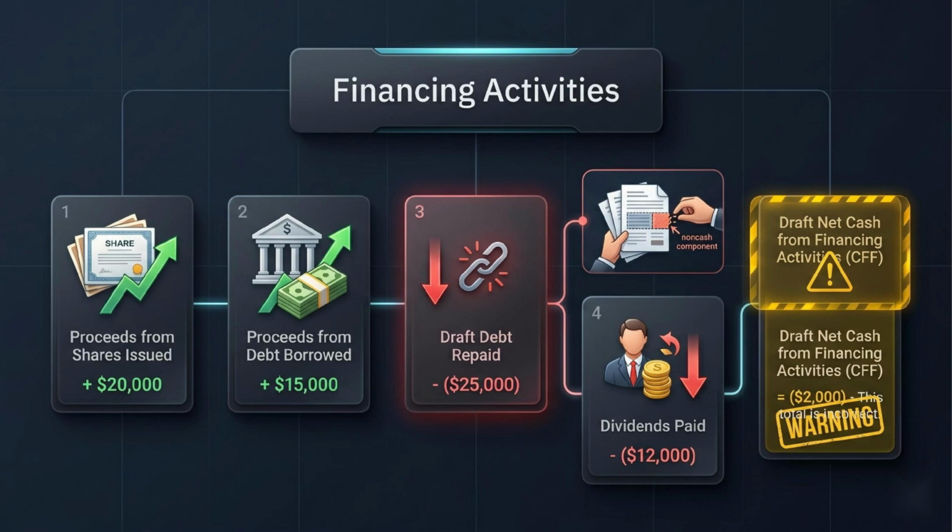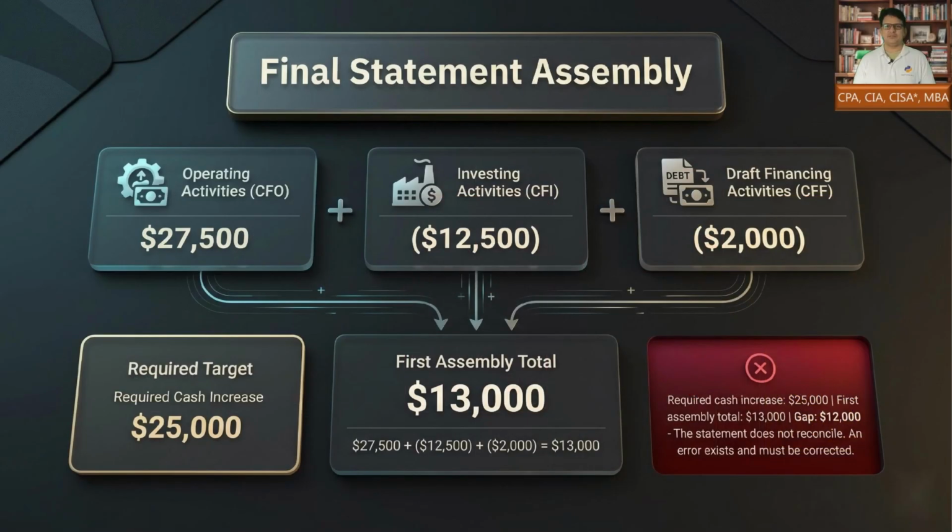The draft debt repayment includes a non-cash component. At this stage, we are intentionally showing the first draft so that we can perform an audit check. In real work, first drafts are allowed. Final drafts must reconcile. Now we assemble the first version of the statement.